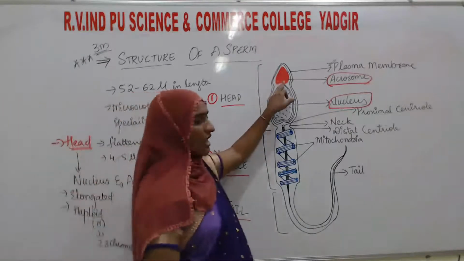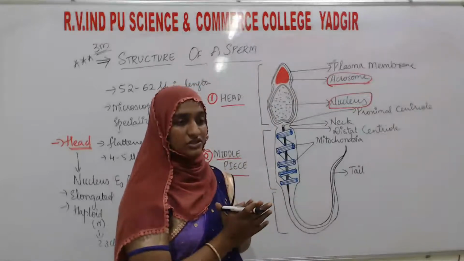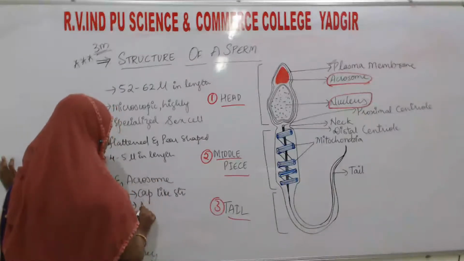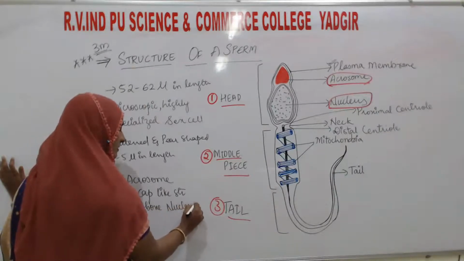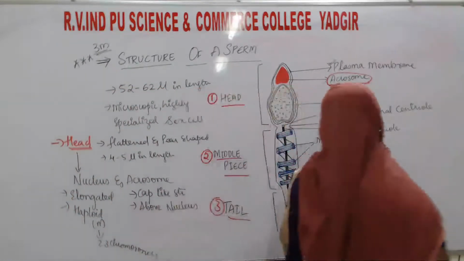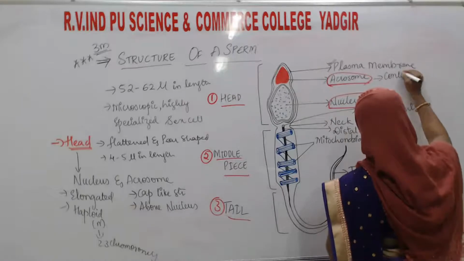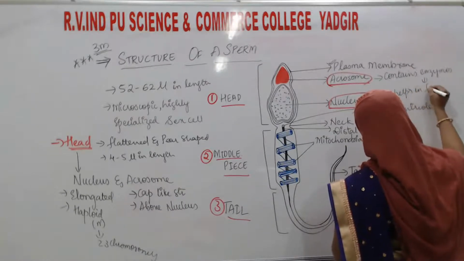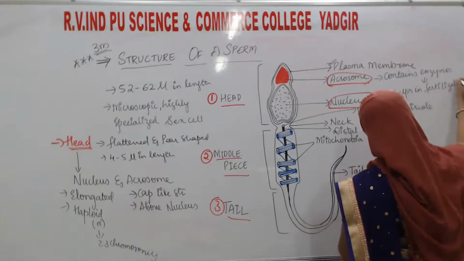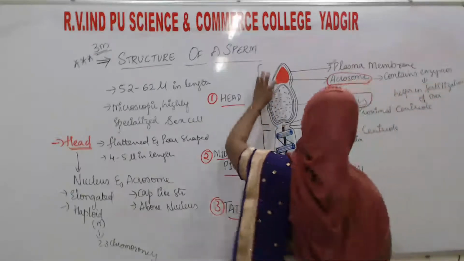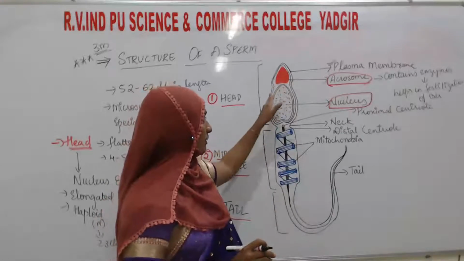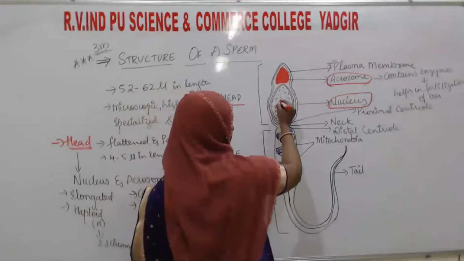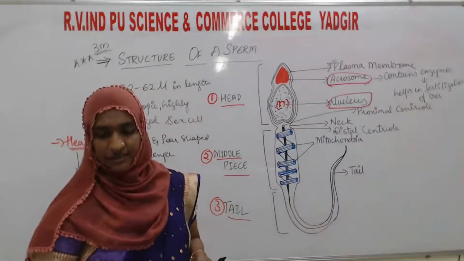You can see here, this is the acrosome, the red colored part, which is a cap-like structure situated above the nucleus. This acrosome contains certain enzymes. These enzymes help in fertilization of the ova or egg. This red colored cap structure is just above the nucleus, which is elongated and contains n number of chromosomes. That means it is haploid.